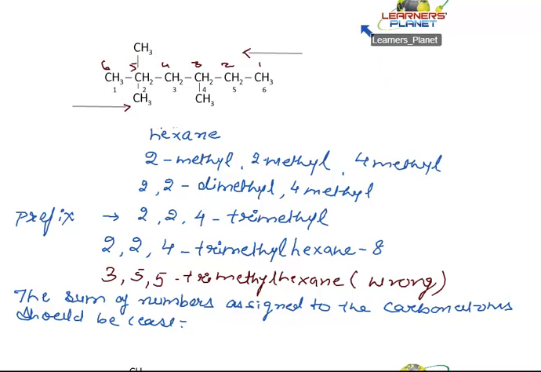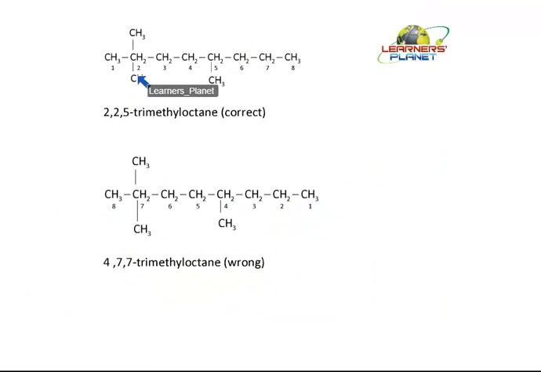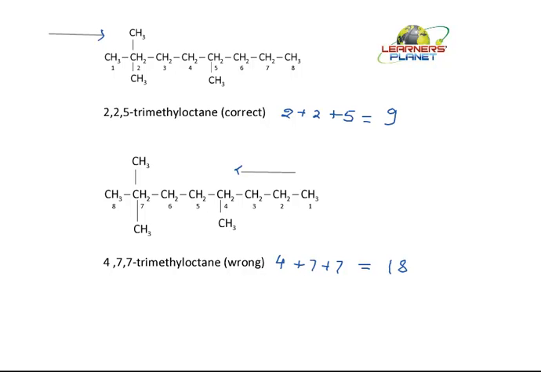Now let's take up the next example. This is what? 2,2,5-trimethyl octane. It is correct. Whereas when the numbering is from left to right, I am getting 2,2,5-trimethyl octane. But when the numbering is from right to left, what am I getting? I am getting 4,4,7,7-trimethyl octane. Let's sum up the numbers again. Here it is 2 plus 2 plus 5. What am I getting? 9. Here it is 4 plus 7 plus 7. What am I getting? 18. That is why this numbering is wrong.